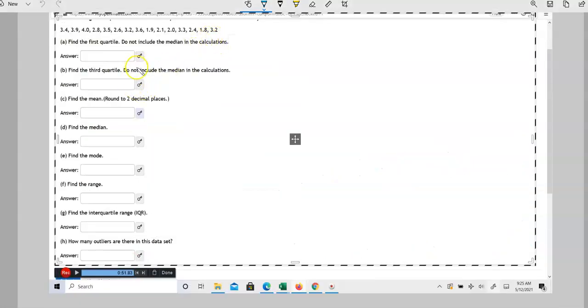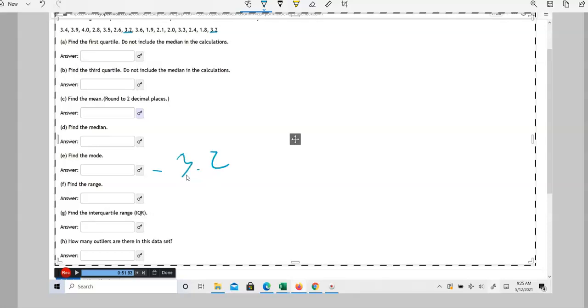Okay, not going to go over anything you know how to do, but just two things that are new here that we haven't seen yet. The mode is simply what appears the most in the data. What piece of data appears the most in the data? So 3.2 appears twice. There's no other data that appears more than once. So the mode would be 3.2. Okay? All right.